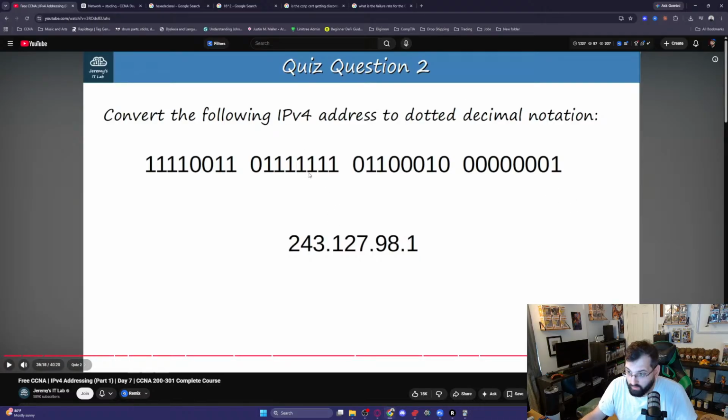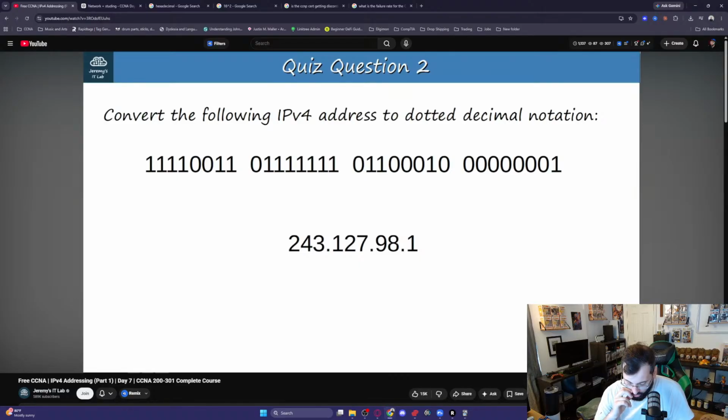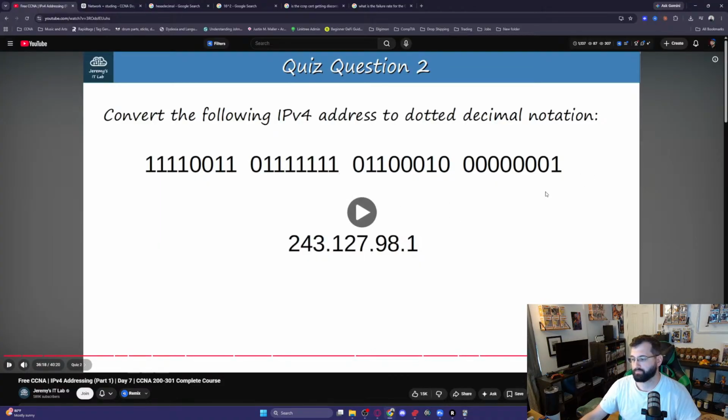Why is this 127? How did I get that wrong? Oh, damn it. I forgot to add 2. I did 1 plus 4 plus 8 plus 16. I forgot the half note. Okay. Let's go to question 3.